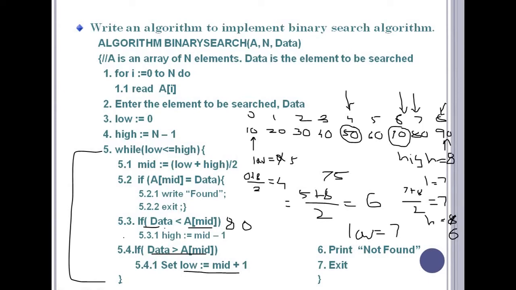I will come out of this while and I will print that the element is not found and I may return minus 1, which will indicate that I am not returning the location, so the data is not found. Or you can only print that the data is not found and you can exit the algorithm. So in this way, this binary search algorithm you have to trace for the successful and the unsuccessful search examples.